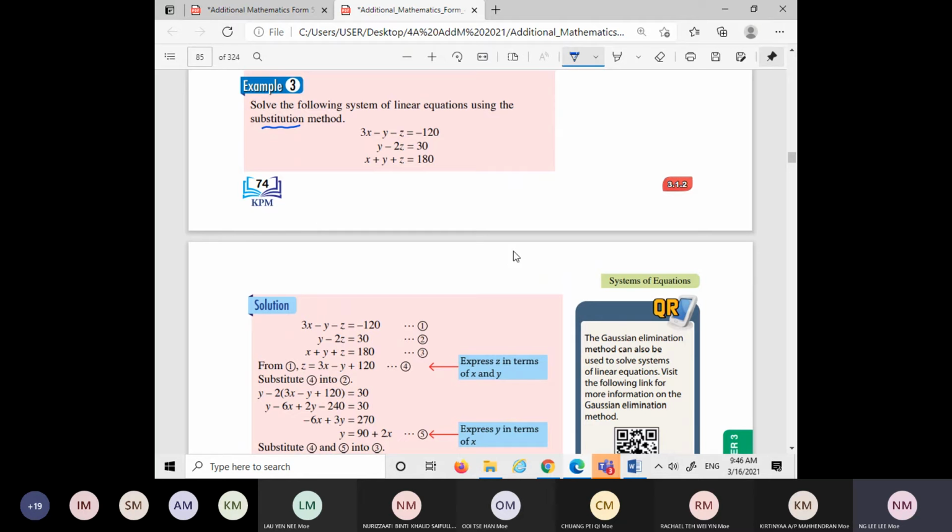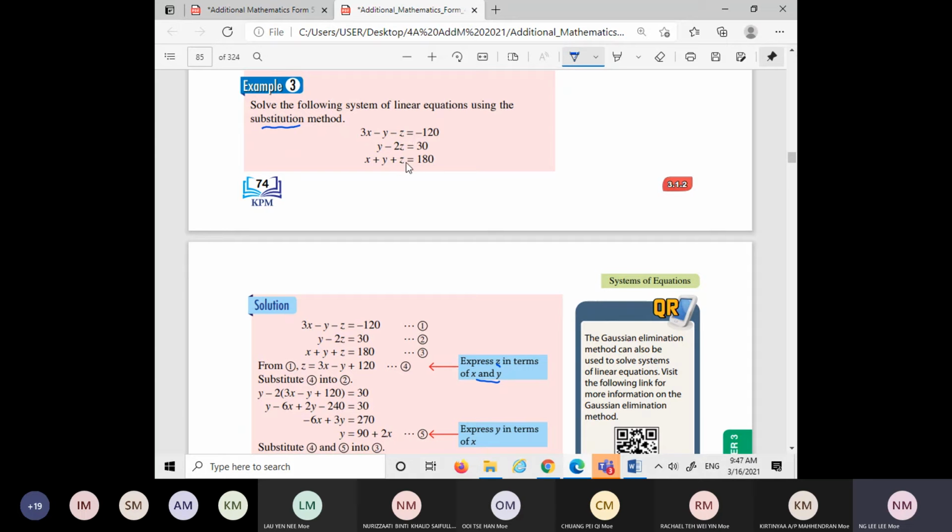Substitution method means you express one of the variables in terms of the other two variables, and then substitute inside the other two equations. So here they choose z. Express z in terms of x and y. Which equation do they choose? Actually, you can choose from here. You can choose from here if you want to choose z. You can choose from here.